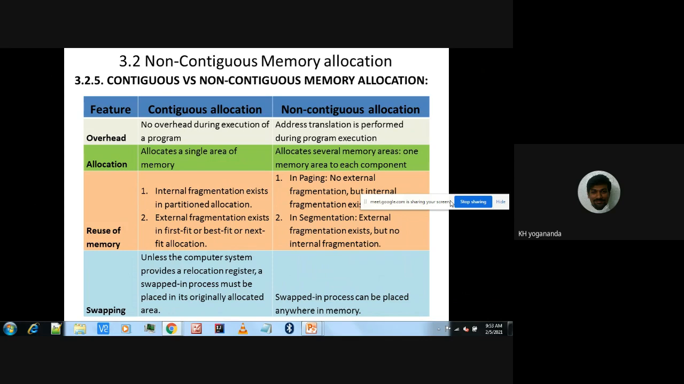Whereas in non-contiguous memory allocation, once the process has been swapped out and that process wants to be swapped in, the memory address need not be the same. The memory address can be any. Okay. These are the differences or comparison between the contiguous and non-contiguous memory allocation.